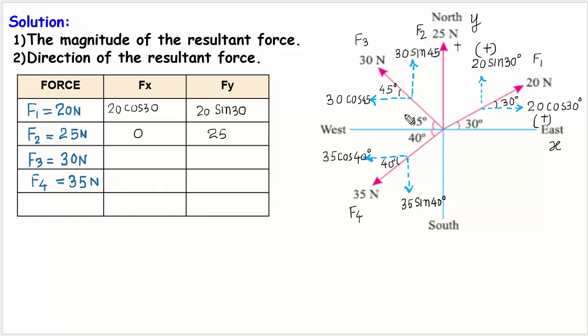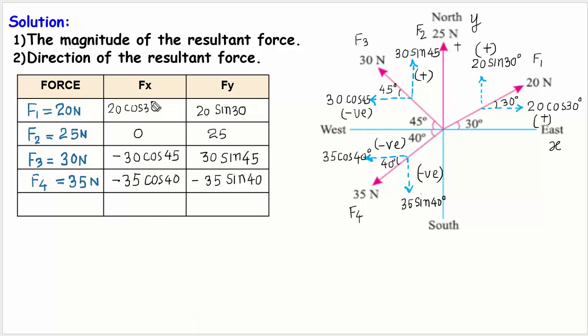Now for the 30 N force, it has a component towards the x direction, but it is negative, since towards the left side is negative, so it is going to be minus 30 cos 45. The y component is upward, so it is positive, so plus 30 sin 45 degrees. So we got the components of this also. Now the last one is 35 N, acting downward and towards the left. Towards left is negative and downward is also negative, so the x component is minus 35 cos 40, and the y component is also negative, so minus 35 sin 40.